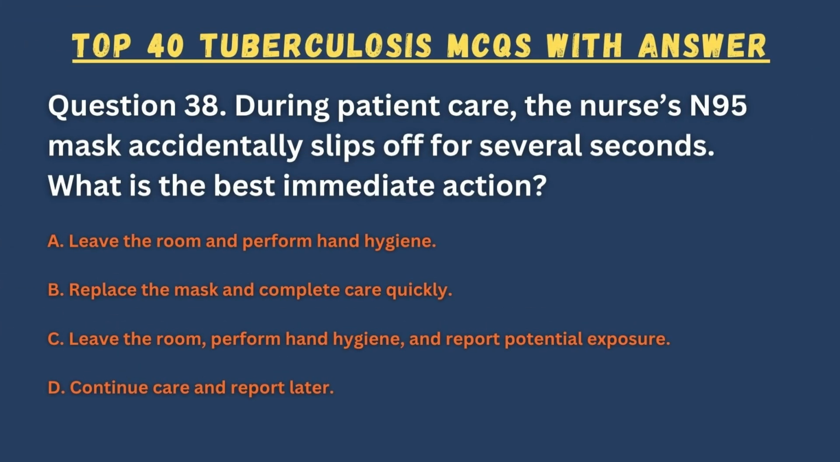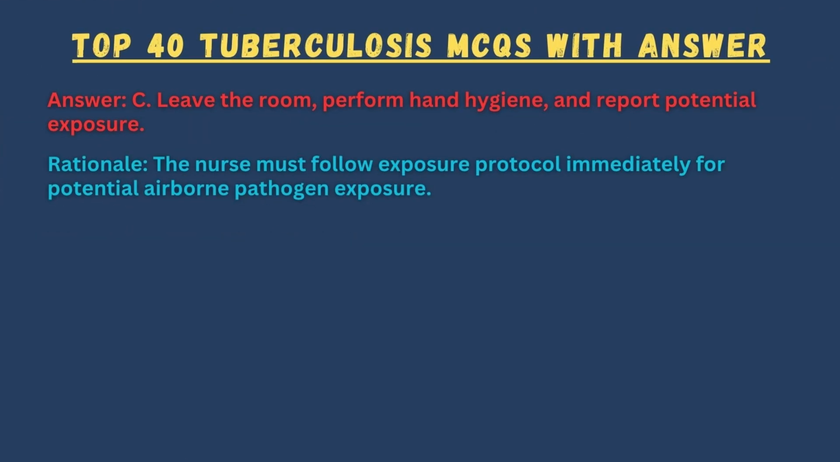Question 38. During patient care, the nurse's N95 mask accidentally slips off for several seconds. What is the best immediate action? A. Leave the room and perform hand hygiene. B. Replace the mask and complete care quickly. C. Leave the room, perform hand hygiene, and report potential exposure. D. Continue care and report later. Answer: C. Leave the room, perform hand hygiene, and report potential exposure. Rationale: the nurse must follow exposure protocol immediately for potential airborne pathogen exposure.